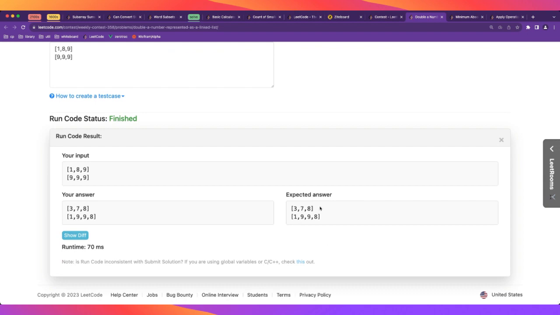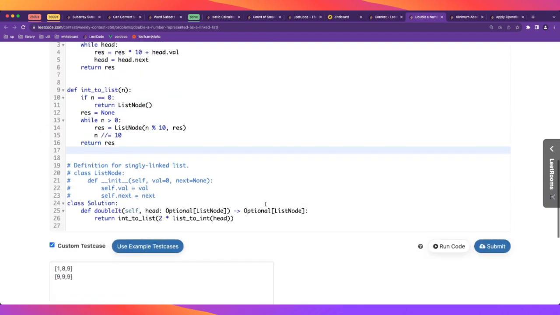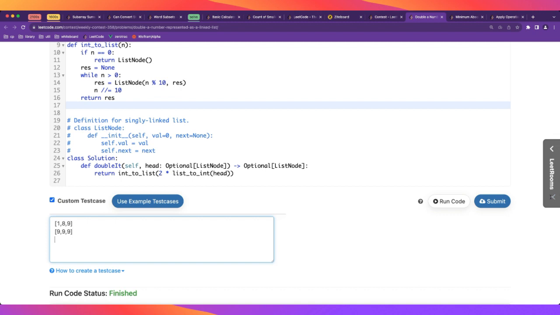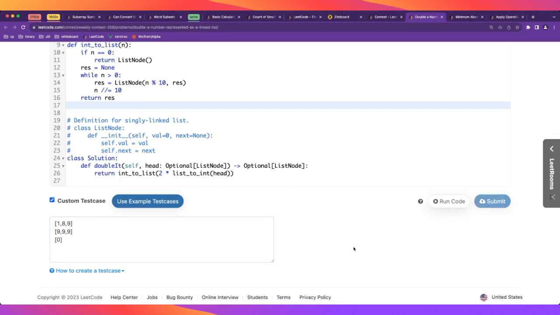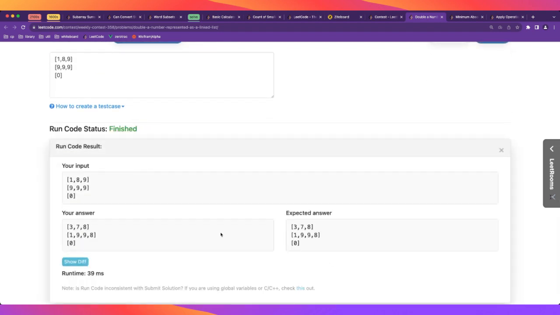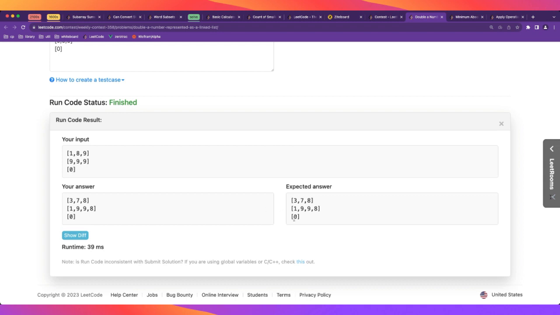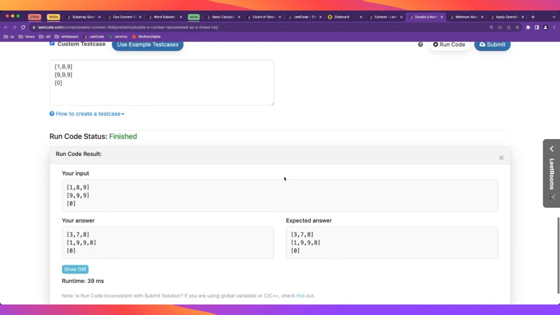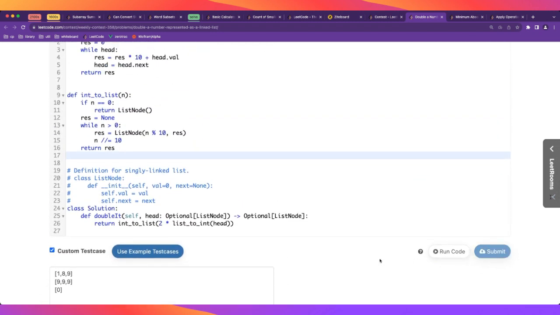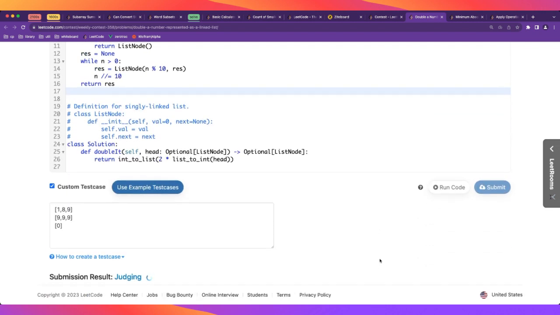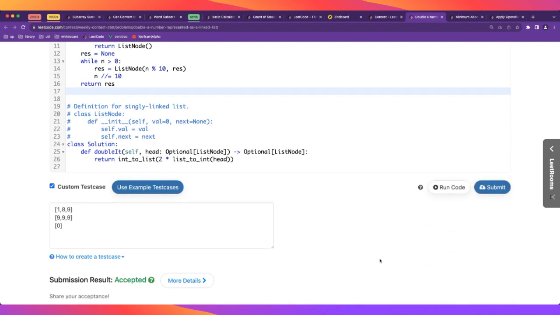And it works for the examples. Let's make sure that it works for the edge case that we handled. I mean, it should work because we added an if statement, a special case, and it makes sense. So let's submit. And accepted. Cool.